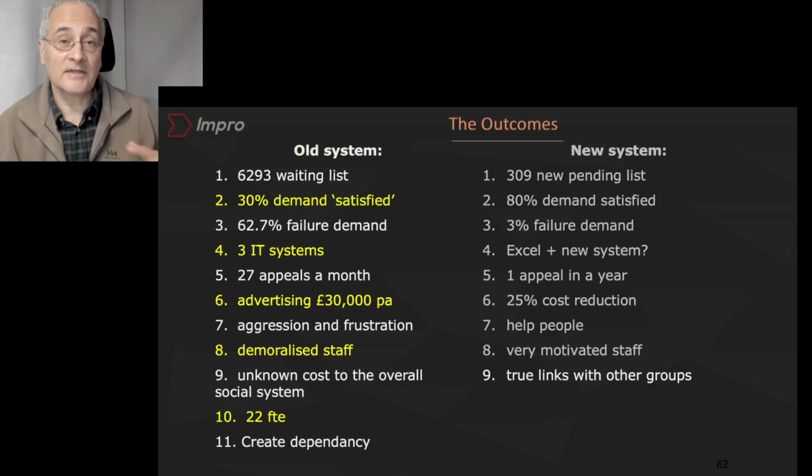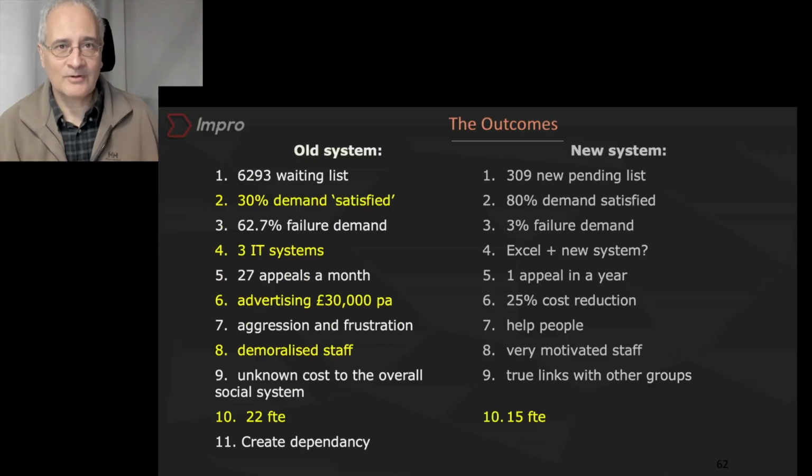Not only that, they didn't even link up with other parts of the public sector. And in this new way of working, they would be able to go to anyone in the public sector and be able to say, can you help me? I've got this person here that needs some support. There were 22 people working there.